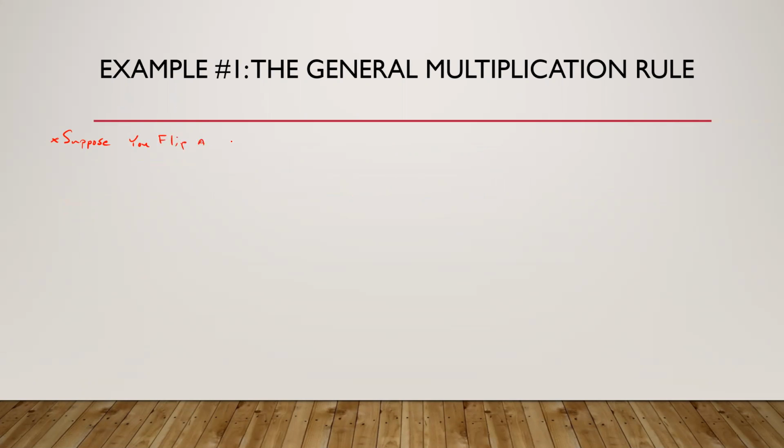Suppose you flip a coin 6 times in a row. Imagine you're just going to take a fair coin and flip it 6 times in a row. What's the probability you flip heads 6 times?